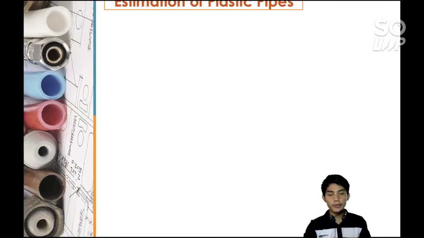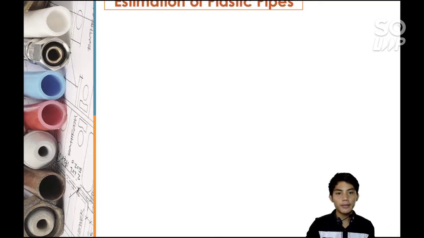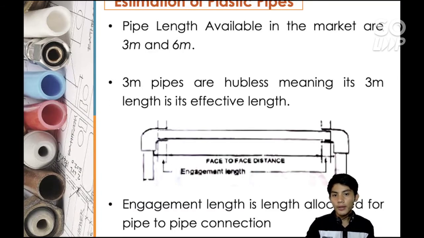So now let's move on to the estimation of plastic pipes. Currently the available pipes in the market are 3 meter and 6 meter. The 3 meter pipes are hubless, meaning its effective length is 3 meter, unlike the 6 meter pipe which has a hub. We will discuss that later on. As you can see, there is the face-to-face distance right here, then the engagement length. Engagement length is the length allocated for pipe-to-pipe connection.